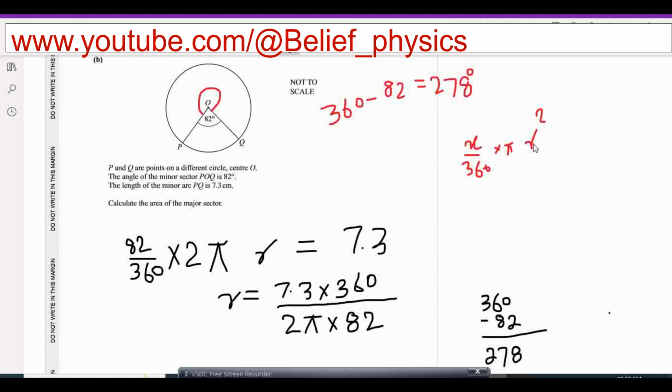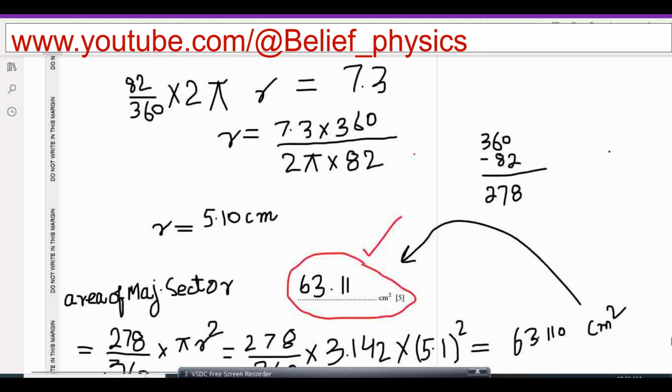To find r, we use that the minor arc is 7.3. We know that the length of an arc is equal to x over 360 into 2 pi r. So the minor angle is 82, so 82 over 360 into 2 pi r should be equal to 7.3. So r will be equal to, when we shift the 2 pi over, 7.3 is multiplied by 360 and divided by 82 and 2 pi. When we simplify it with the help of a calculator, this is r.